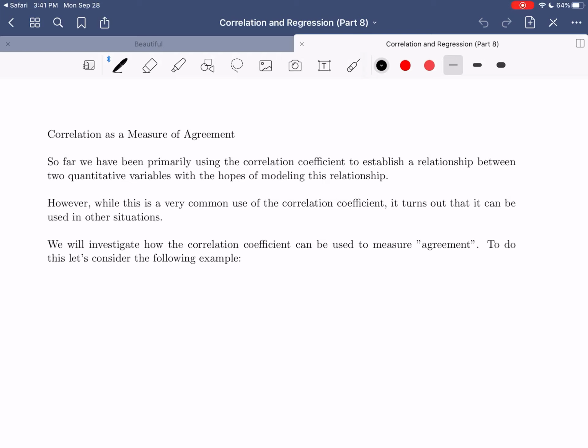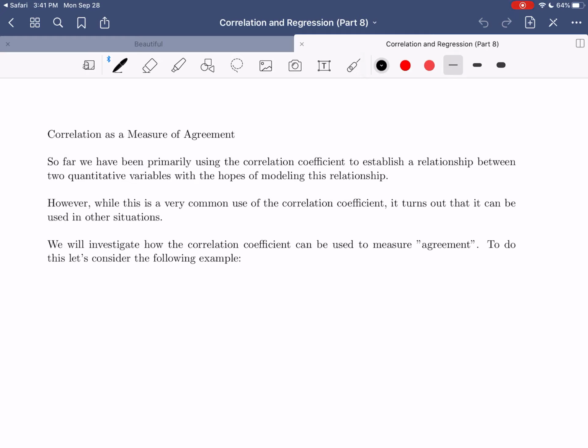In today's video, we're going to be wrapping up our discussion of correlation and regression by looking at one other little tangent, seeing how to use the correlation coefficient in a different situation. So far, in the main flow of our discussion of correlation and regression, we've been primarily using the correlation coefficient to establish a relationship between two quantitative variables with the hopes of modeling this relationship.